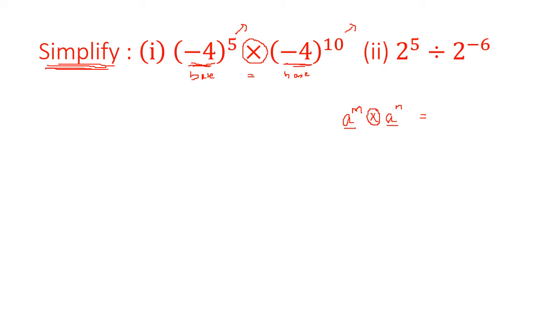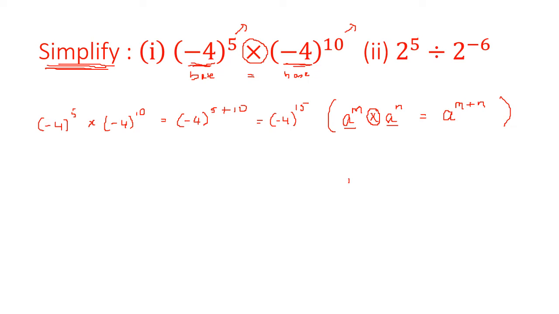So what was the law? When the base is the same, we keep the base as it is and add the powers. So let us do the same thing over here. -4 raised to 5 into -4 raised to 10. We keep -4, the base, as it is. Add the powers. So 5 plus 10 gives us -4 raised to 15. Yes, using this formula we have got the answer. So that is why understanding the laws is very, very important.